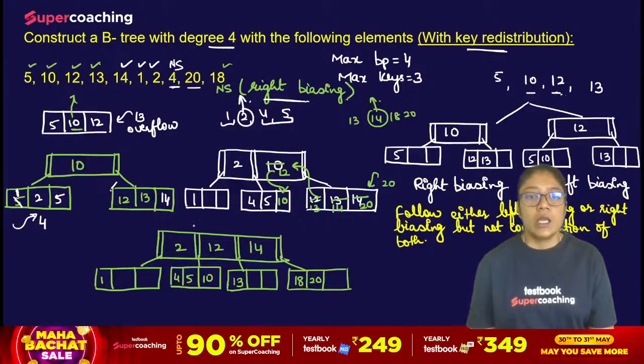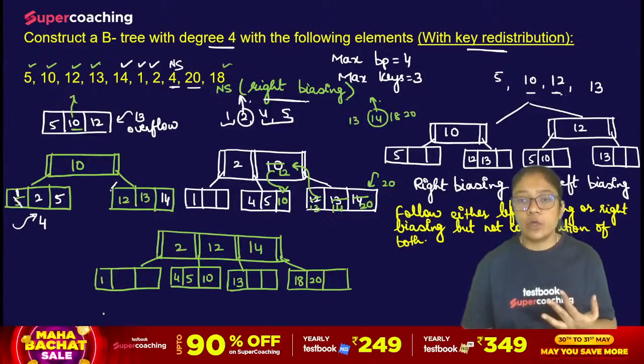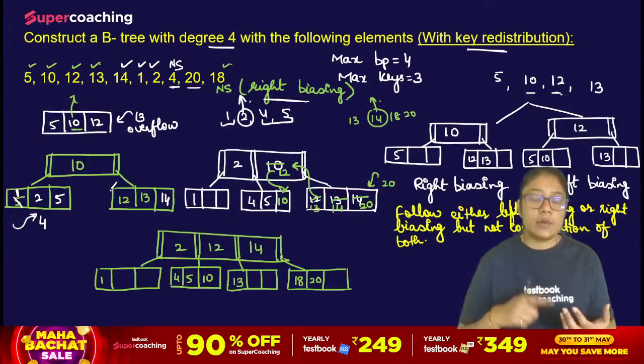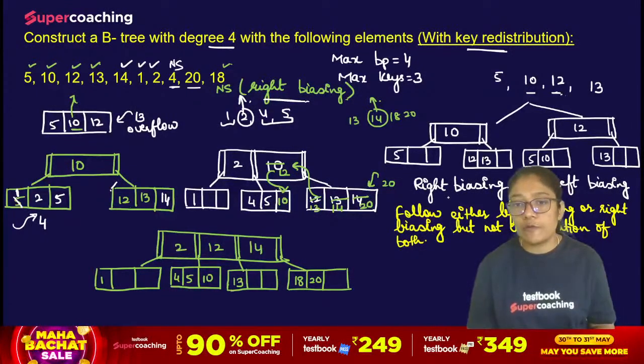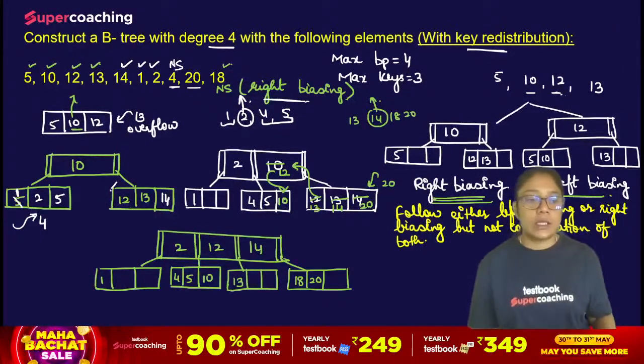Okay. So this is about left biasing and right biasing. In the insertion, we have looked at the concept of inserting the elements in a tree with odd degree and with even degree. Both cases. Then we talked about the concept of key redistribution. We talked about the concept of left biasing and right biasing. So this is about all the cases of constructing a B tree.